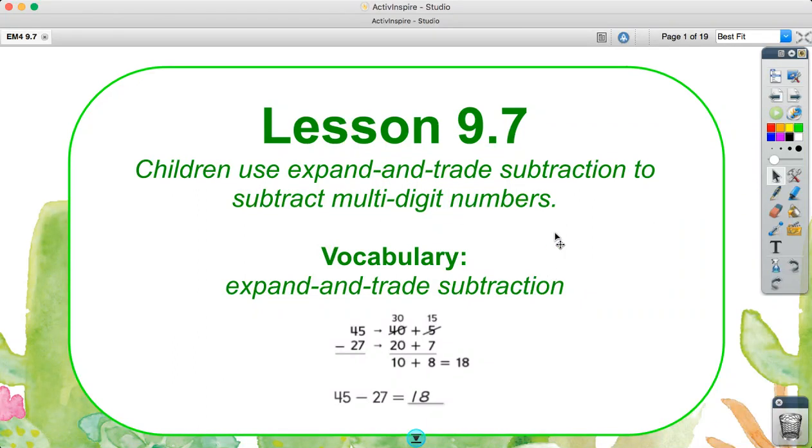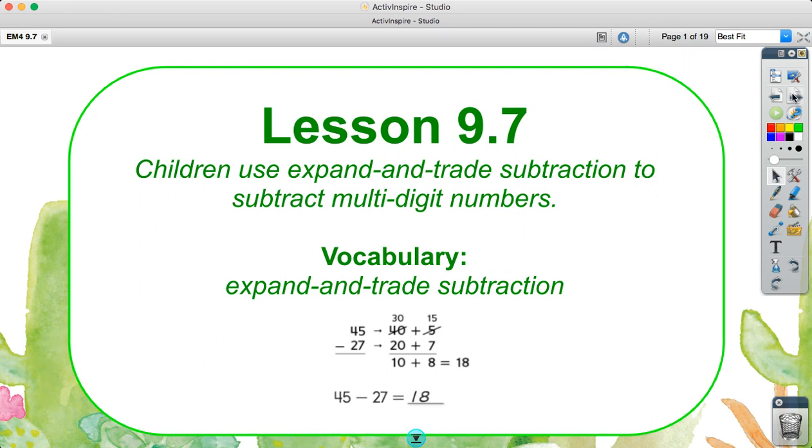Hi, second graders. Today's lesson is lesson 9.7. Today's lesson objective: children use expand and trade subtraction to subtract multi-digit numbers. The vocabulary for today's lesson: expand and trade subtraction. This means that we're going to put the numbers in expanded form to help make our subtracting easier.